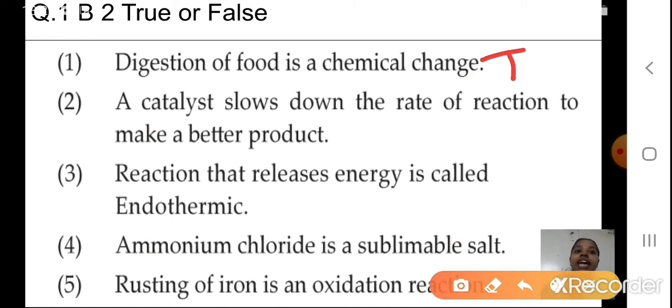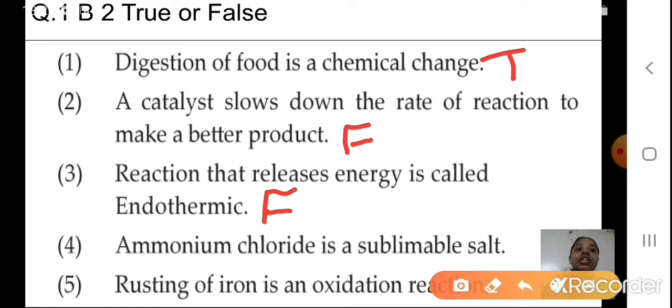A catalyst slows down the rate of the reaction to make a better product. Will it slow down or will it increase the rate of reaction? Yes, it is going to increase. So this is a false statement. Reaction that releases energy is called endothermic. Is it, students? No. So it is going to be false, right? A reaction that releases energy is the exothermic reaction.